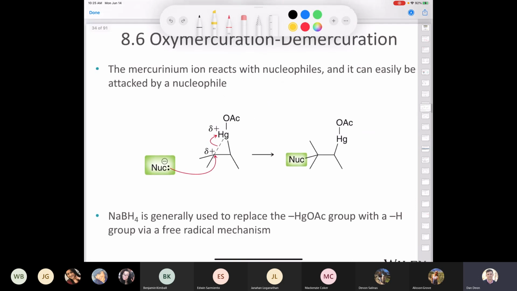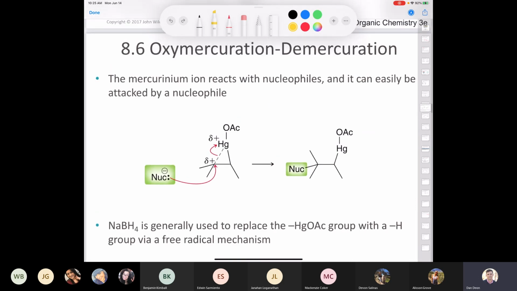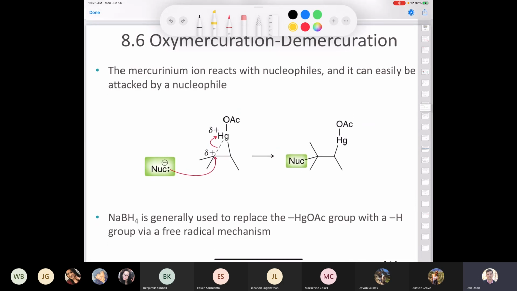So what's the fallout? Well, the mercurinium ion is going to react with a nucleophile. And what happens is it's going to attack the carbon. The nucleophile will attack the carbon that would result in the more stable carbocation. So it's going to attack the carbon that has fewer hydrogens attached to it from the get-go. Okay, then you end up with this intermediate here.